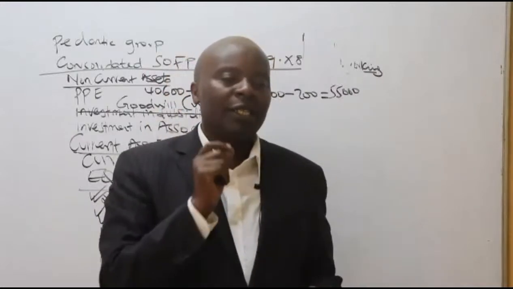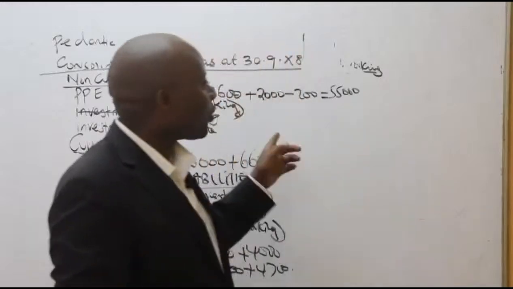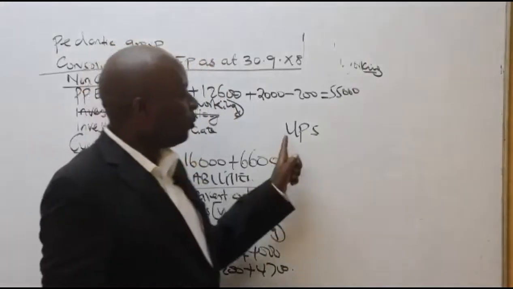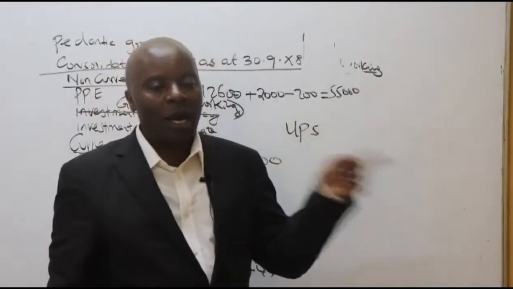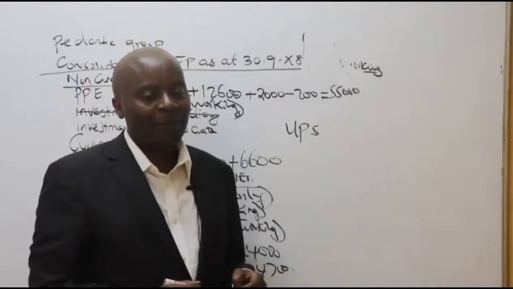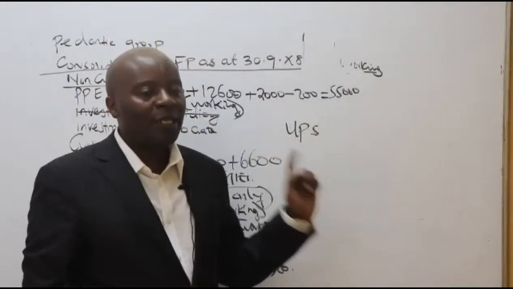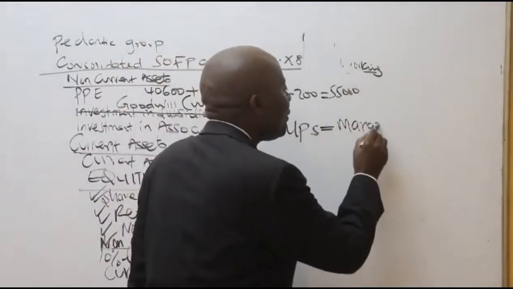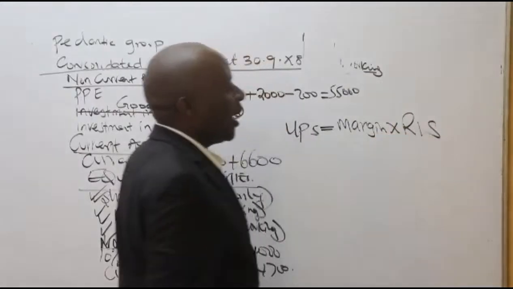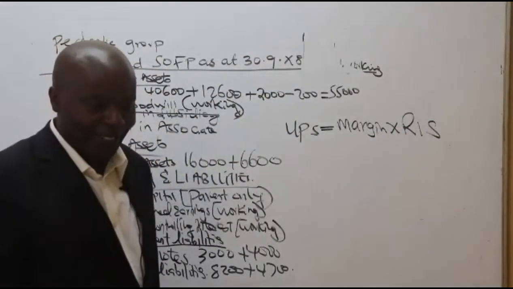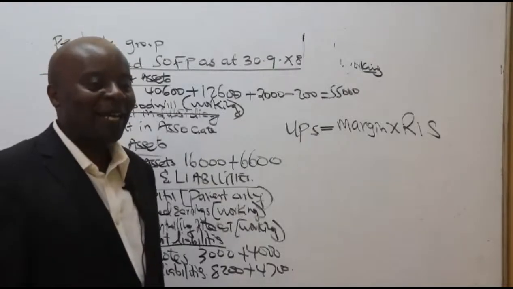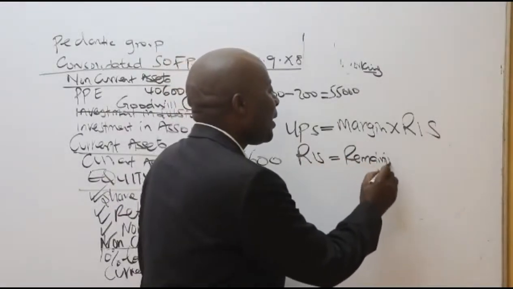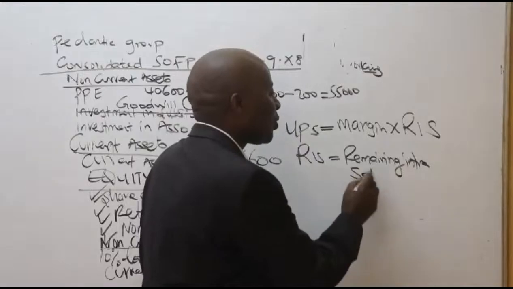In the balance sheet, there is something that I'm interested in. In the statement of financial position, I'll be interested in what we call the famous UPS. So please write in full. UPS is unrealized profit on stock. Normally we get this by taking the profit margin times the famous RIS, where RIS stands for remaining intra sales.